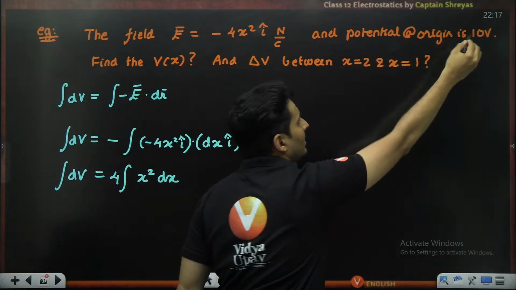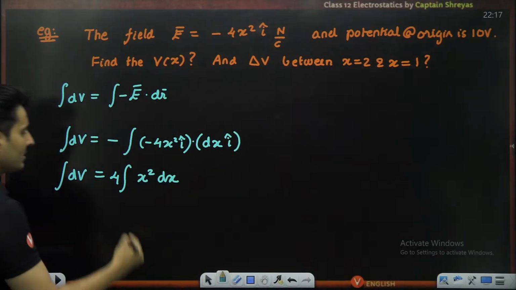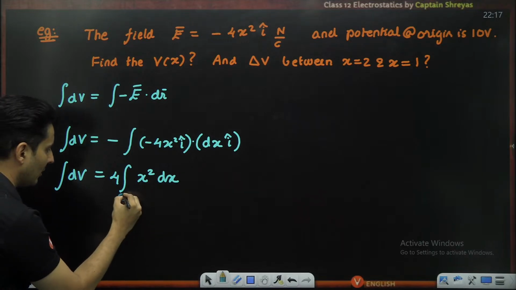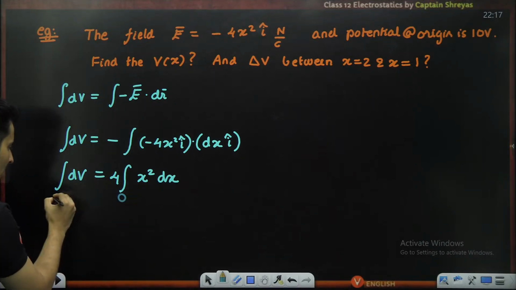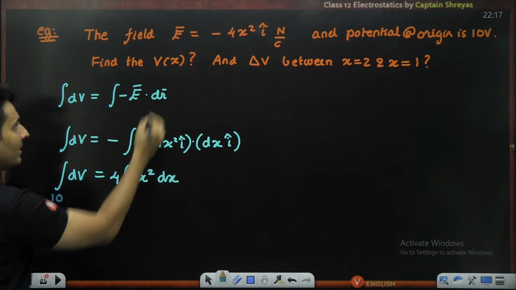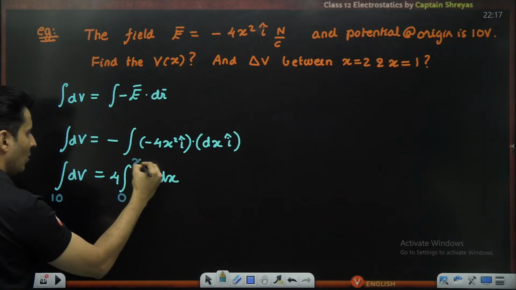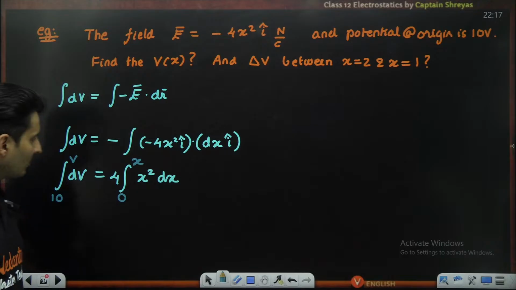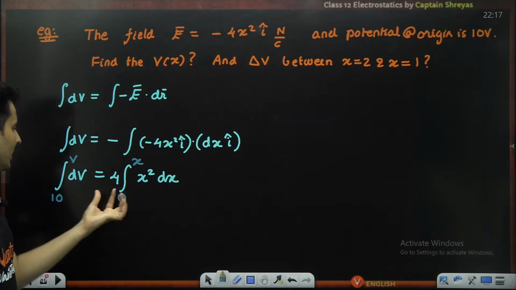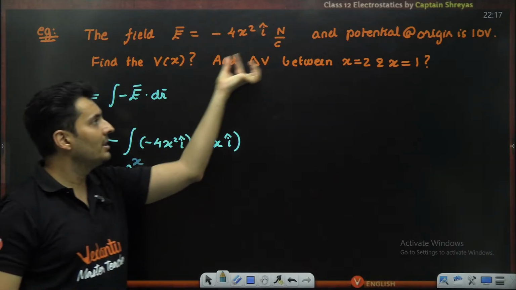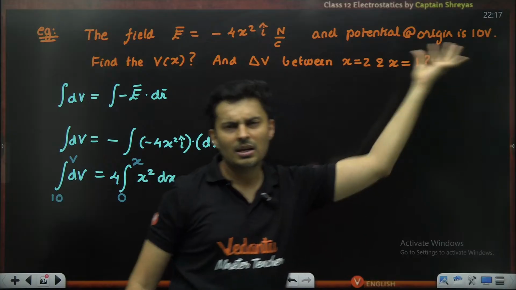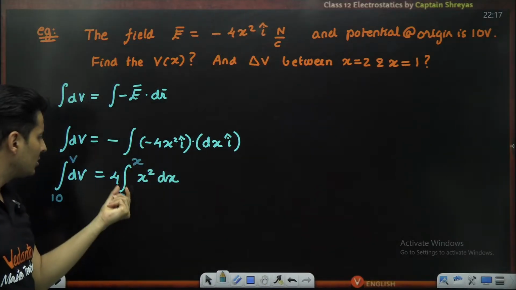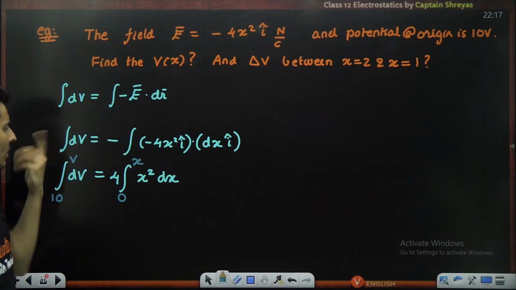At the origin, the voltage is 10 volts. So when x is 0, origin, the voltage is 10. But at x, what is the voltage? So these will be the limits of the integration. Getting my point? It should be corresponding. This was given to me. At origin, the voltage was 10. At x, what is the voltage?